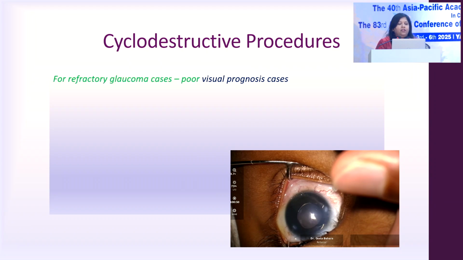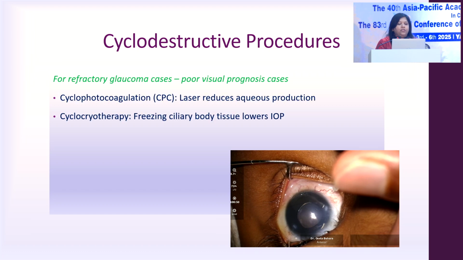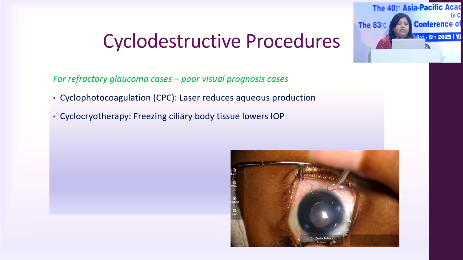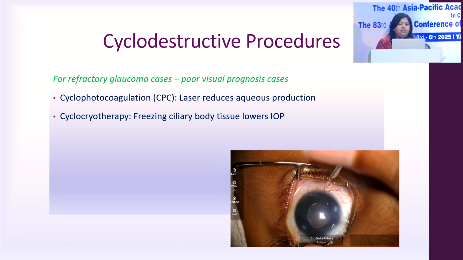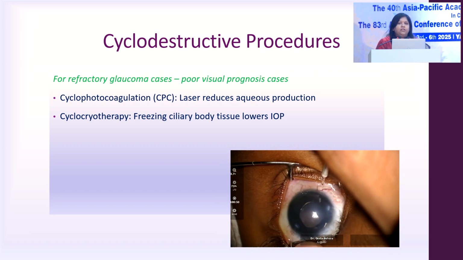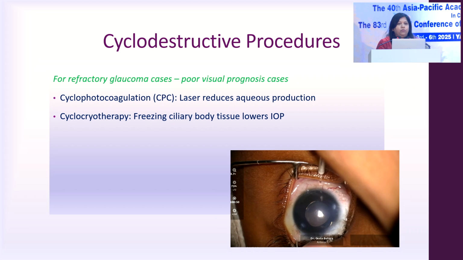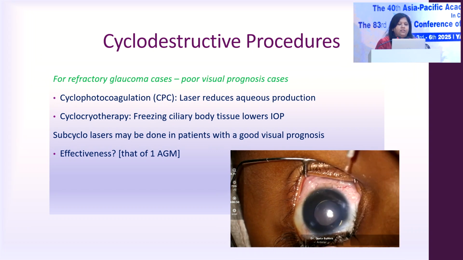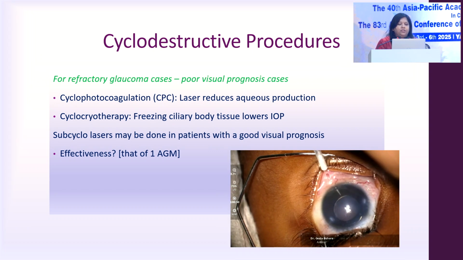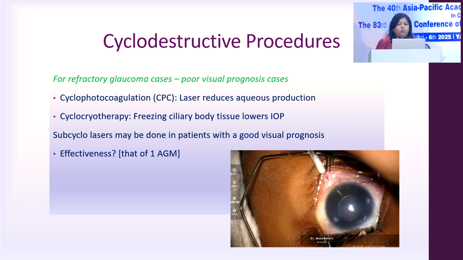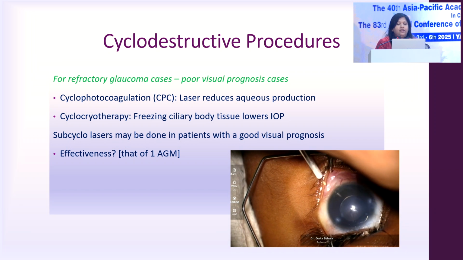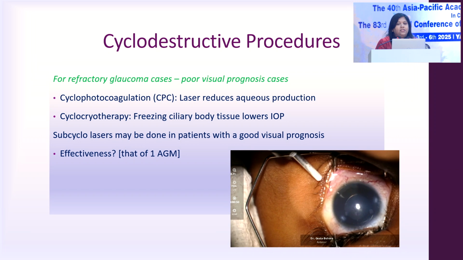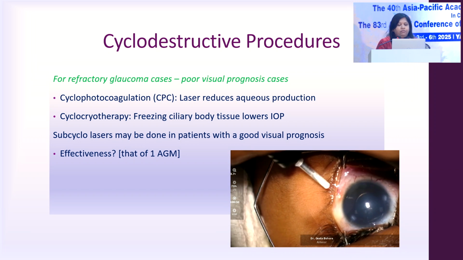Cyclodestructive procedures are for refractory glaucoma cases, particularly in patients with poor visual prognosis. Cyclophotocoagulation, the CPC laser, reduces aqueous production. Cyclocryotherapy is freezing, but this tends to have more complications, so it is better to do cyclocryo only for very poor visual prognosis cases. Subcyclo procedures may be considered in patients with good visual prognosis, and the effectiveness is that of just 1 AGM. And this is a failed trial in an infant where we are doing a subcyclo procedure.